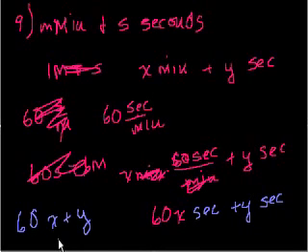And in the problem, they didn't say x in minutes, they said m. So x is m, and y is s. So 60m plus s. So that's choice A. And this might have been a little confusing. Let me do it a simpler way, or maybe a more intuitive way for you.